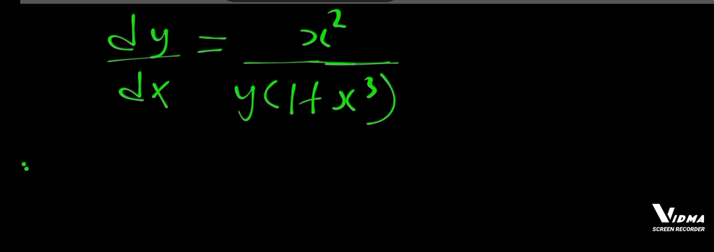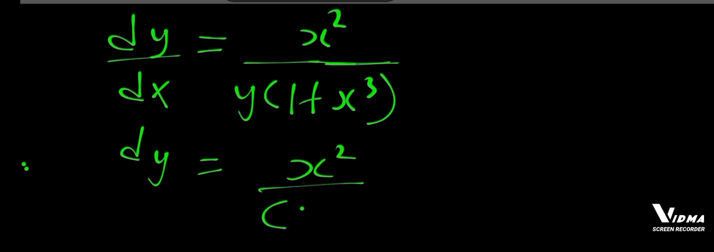So the first thing is I move my dx to my right hand side. In doing so, I'll get dy being equal to x squared over 1 plus x cubed dx.